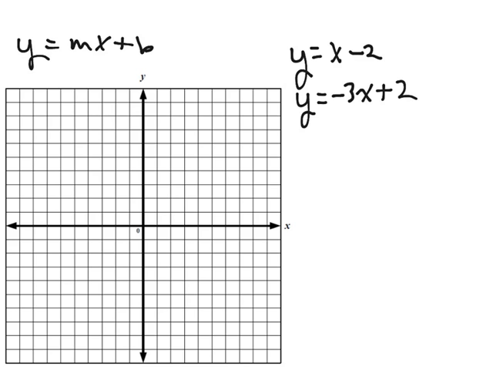And remember, I go to my b. When x is 0, y is -2. Well, the only point where x is 0 is along the y-axis, so I go to -2, and I plot it right there. And let's look at our m, which is right here, which is 1. I'm going to go up 1 and over 1, and right there.